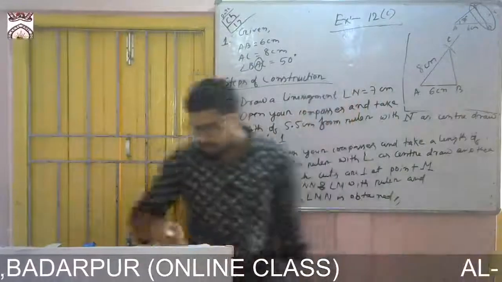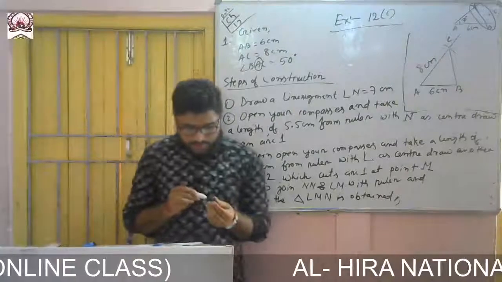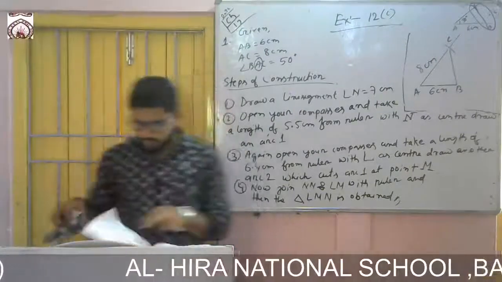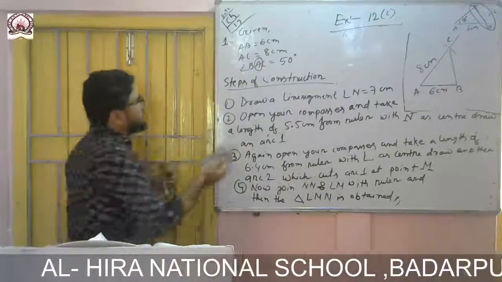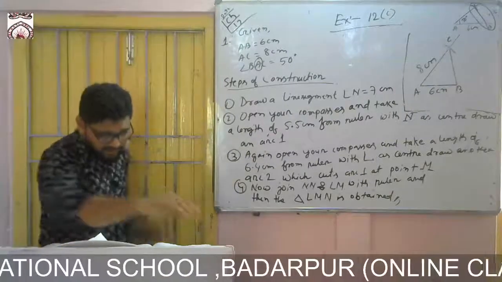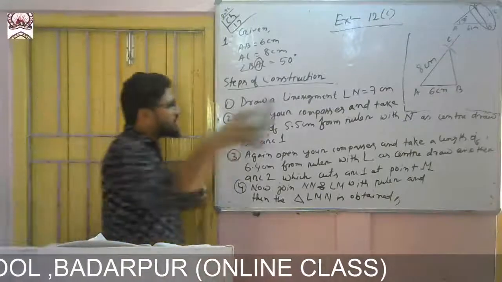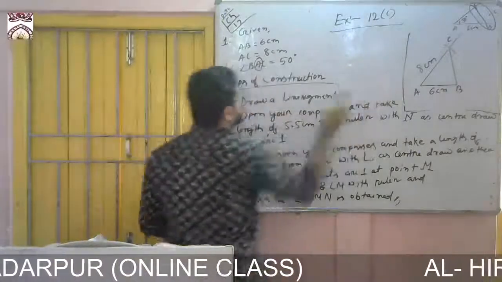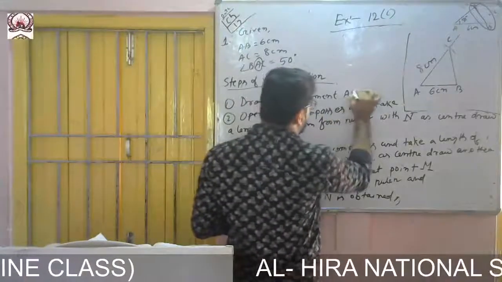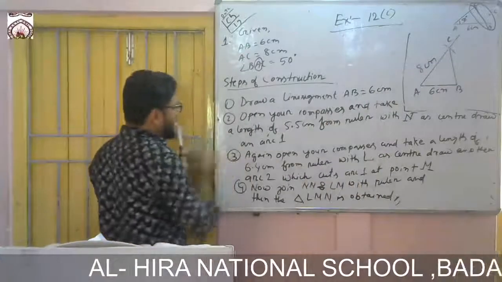Now write steps of construction. So first you write: draw a line segment AB equals to 6 centimeter. This one is exact. Now the rest will change.